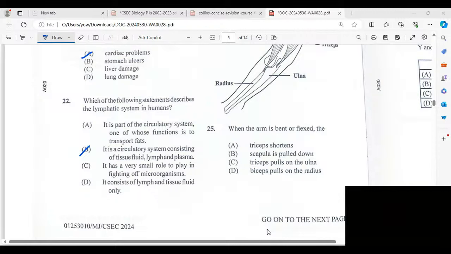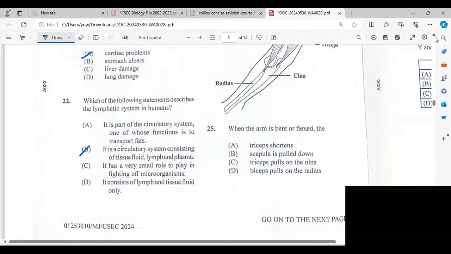Right? It plays a very large role in fighting off microorganisms, and it consists of lymph and tissue only. No, it consists of the plasma. I remember there was a question that spoke about which one has more protein. Which one has more protein, right? So yeah.